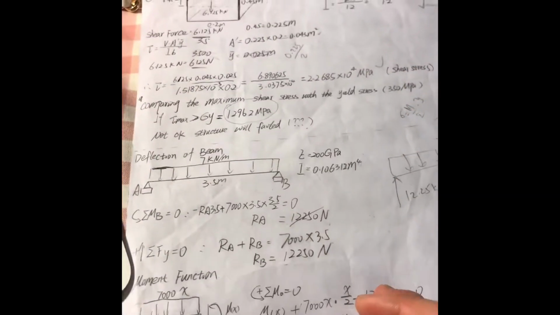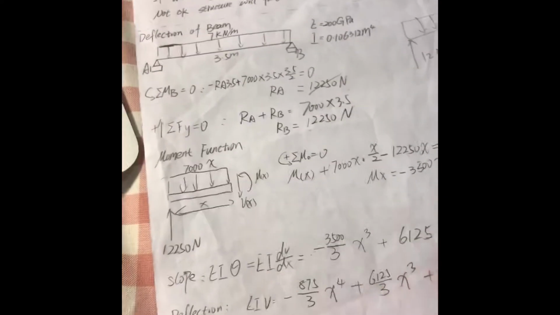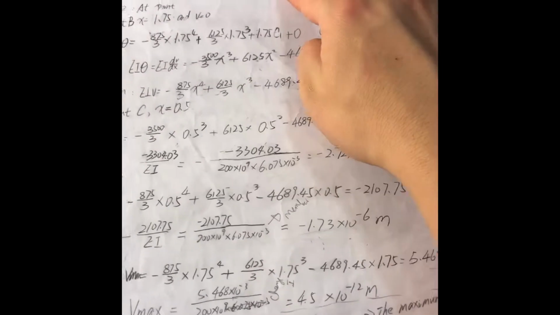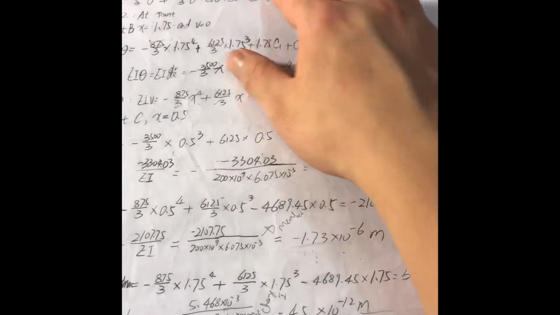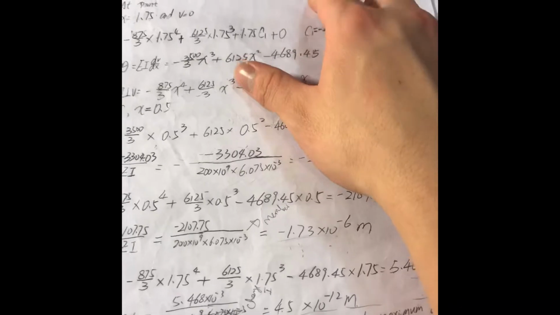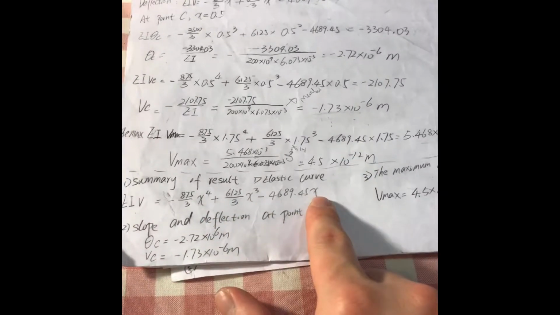And then next we have to do the deflection of the beam. To calculate for this graph, because my graph is symmetrical, I put in 1.75 and put x equal to 0 and 1.75 and get the C1 and C2. After that, this is the summary of the results.